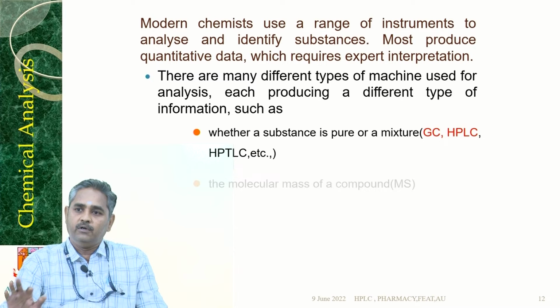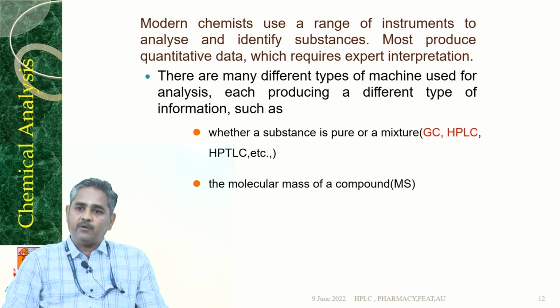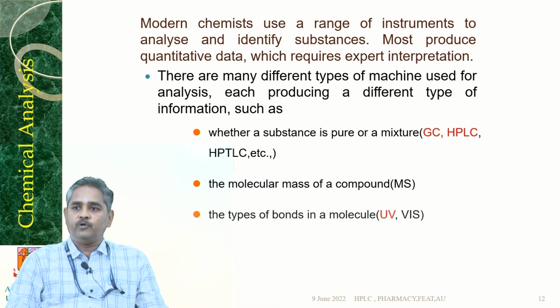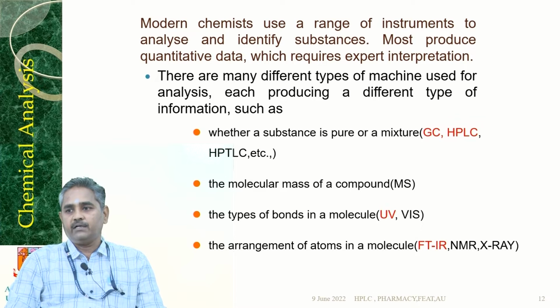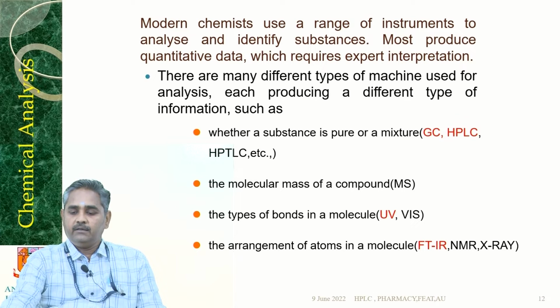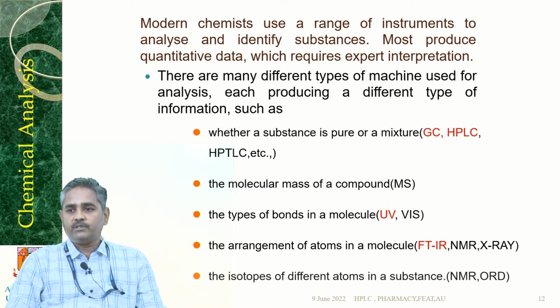You can find out the molecular mass of the compound by mass spectrometer. If you want to know about the bonds, double bonds or triple bonds, you have to go for UV visible spectrophotometer. If you want to know the arrangement of atoms in a molecule, you have to go for FTIR, NMR and X-ray. If you want to know the isotopes of different atoms in a substance, you have to go for nuclear magnetic resonance spectroscopy, NMR spectroscopy and ORD.